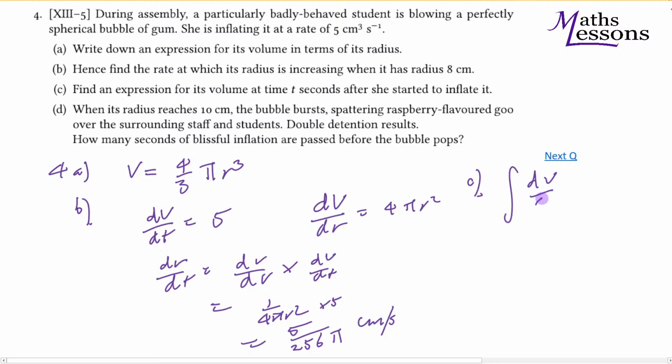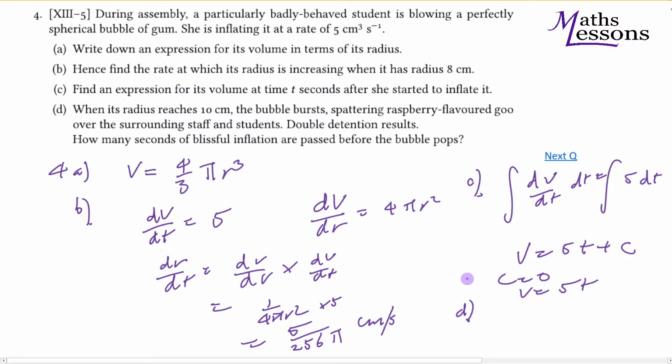So if we integrate that with respect to t, that's going to be equal to the integral of 5 dt. The integral of dv is just going to be v. That's going to be the integral of 5 dt, which is 5t plus c. And we know that the volume will be 0 at time t is 0, so therefore c will equal 0. So v will equal 5t.